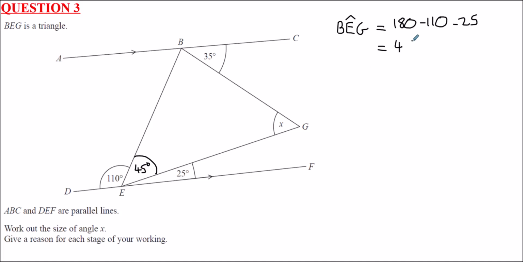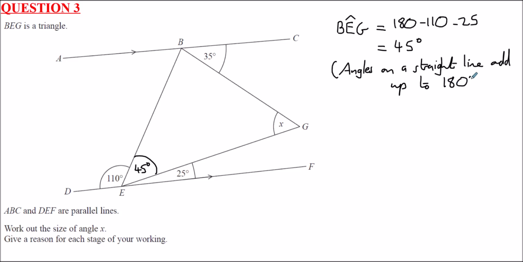And the question does say to give a reason for each stage. So the reason we know that BEG is 45 degrees is that angles on a straight line add up to 180. So that's one thing we can do. So BEG is 45 degrees, like I've just drawn in here. So what can we also work out next?